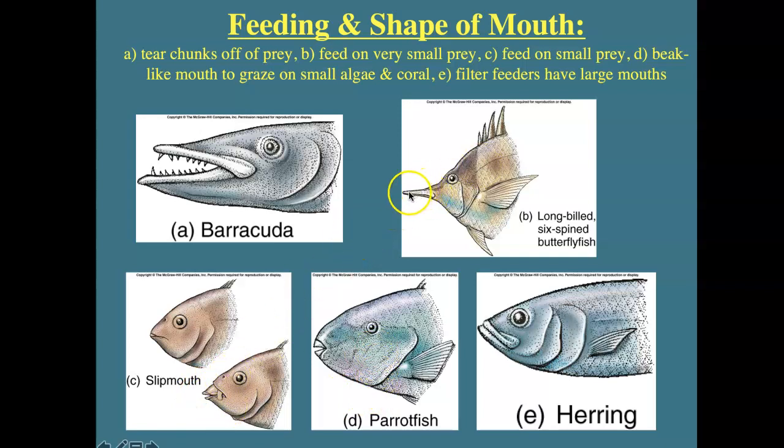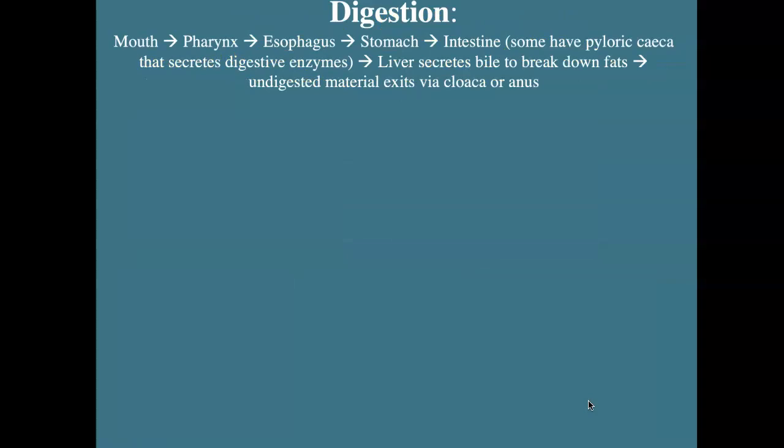So just two different strategies. Butterfly fish are feeding on really tiny prey. And then parrotfish is going to have a beak-like mouth. So the teeth are fused to form a beak so that they can graze on algae and coral. And then a herring is going to have a really large mouth, just like your anchovies, because they're filter feeders. That way they can open up that large mouth to bring in lots of water as they swim.